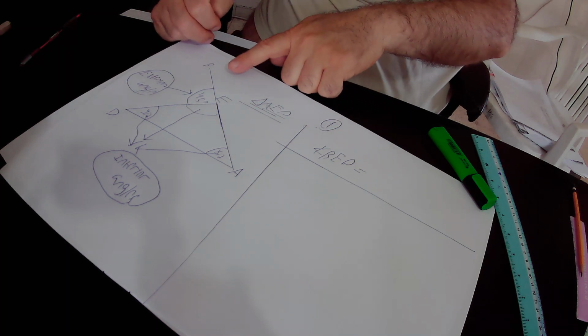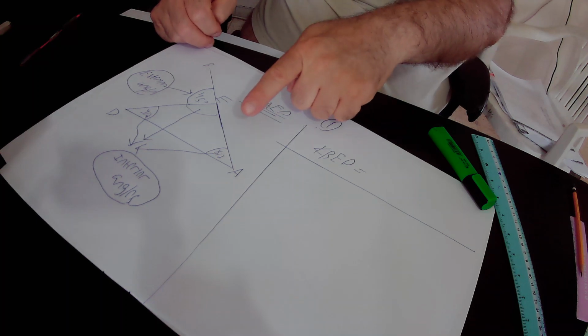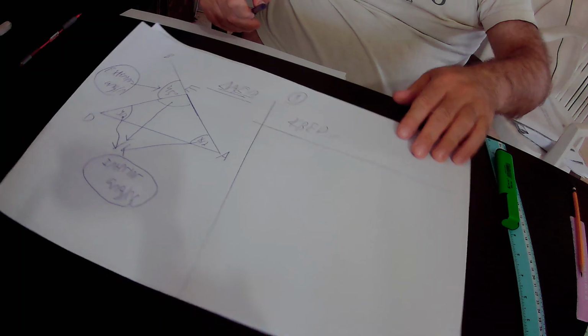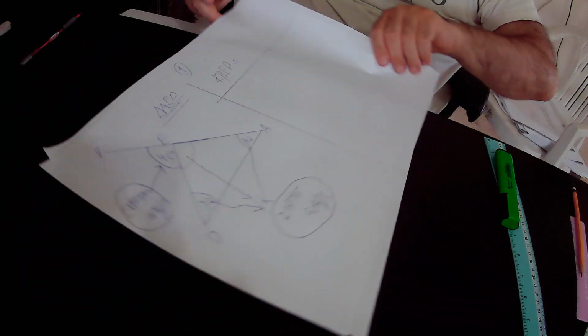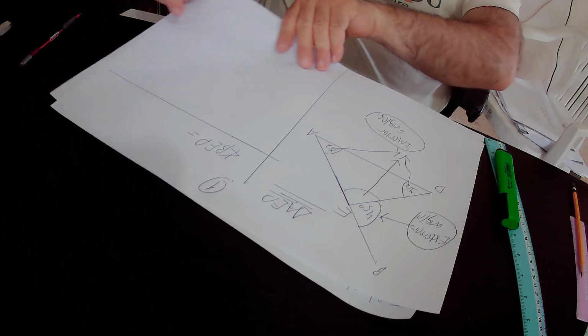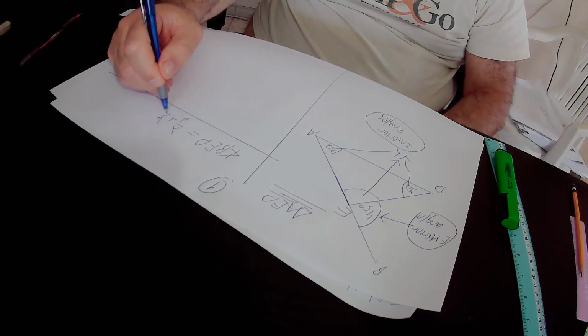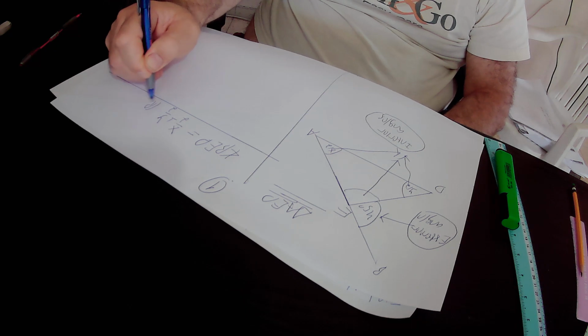So the size of angle BED is x over 2 plus y over 2, according to rule 4. The size of the external angle BED is equal to x over 2 plus y over 2, according to rule 4.